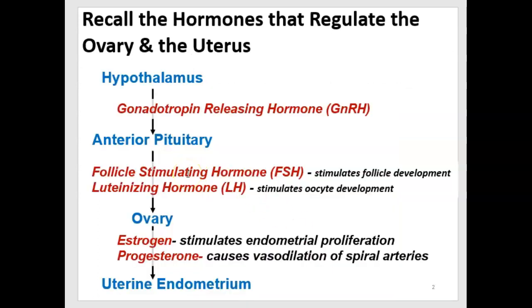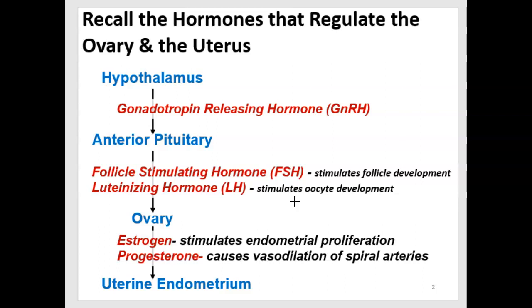Okay, recall that the hormones that regulate the ovary and the uterus are gonadotropin releasing hormone, follicle stimulating hormone, luteinizing hormone, estrogen, and progesterone. So we have 5 hormones, and gonadotropin releasing hormone is made in the hypothalamus, and it travels to the anterior pituitary in the portal system between the two. And it stimulates the anterior pituitary to release these 2 gonadotropins.